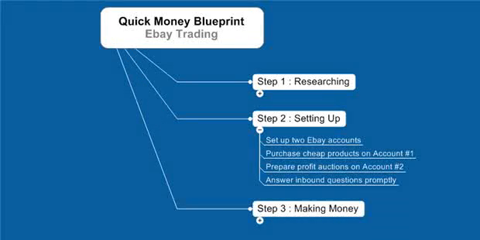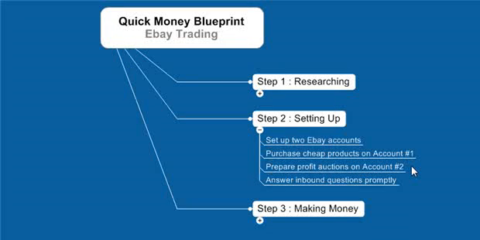Alright, so now on to step 2, which is setting up. This is very easy, and I'm actually not going to show you live examples of this because there's just no point. All you have to do is set up 2 eBay accounts, and the reason for that is because you want to purchase cheap products on account number 1, and you want to prepare and sell your profit auctions on account number 2.